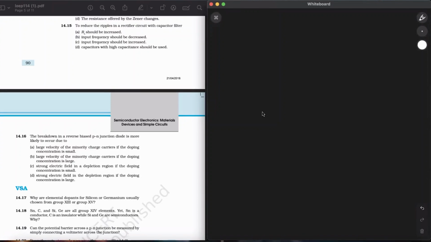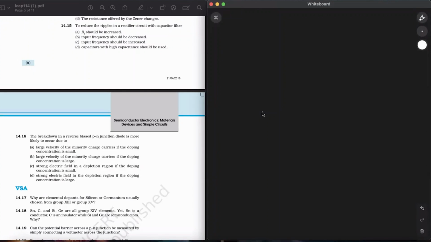So in the reverse biasing condition, the positive terminal of the battery is connected to the N crystal and the negative terminal is connected to the P crystal. In the reverse biasing condition, we already know that the width of the depletion layer will increase, and the reverse biasing resistance will be great. We are talking about the breakdown. Breakdown voltage is the reverse voltage at which the breakdown of the semiconductor will occur.